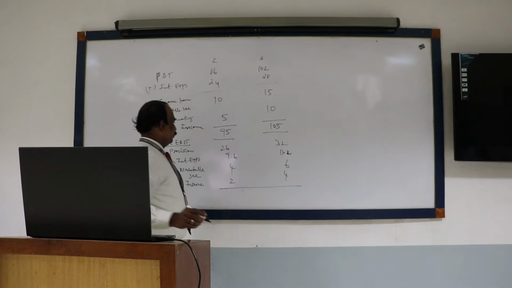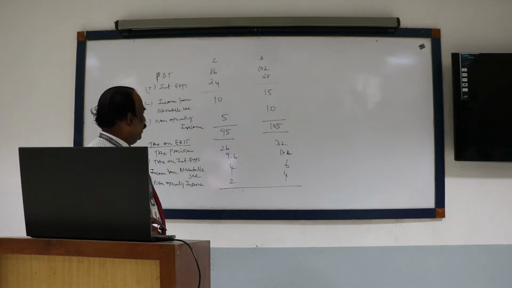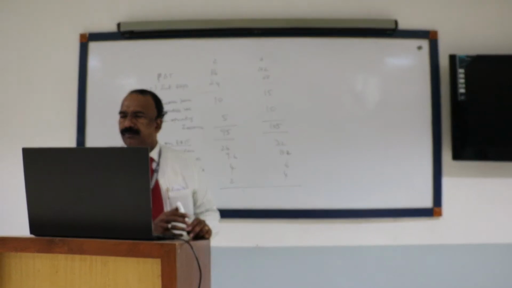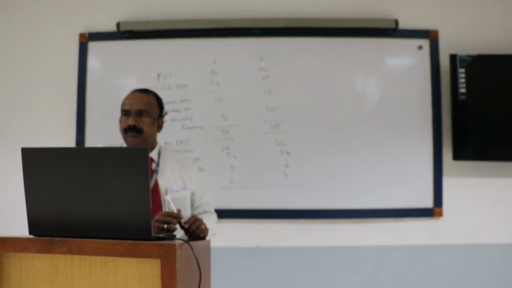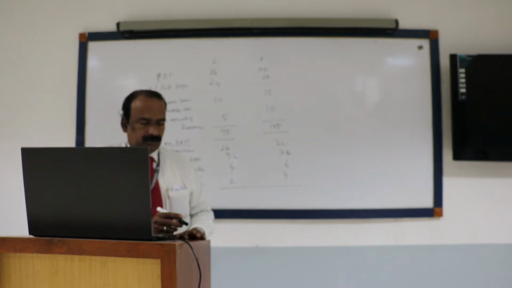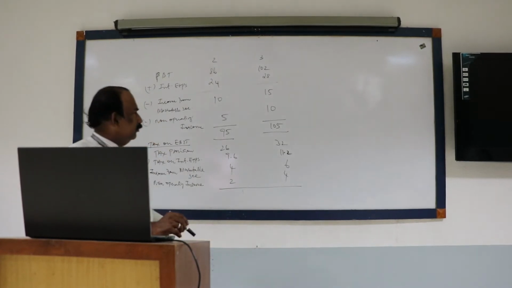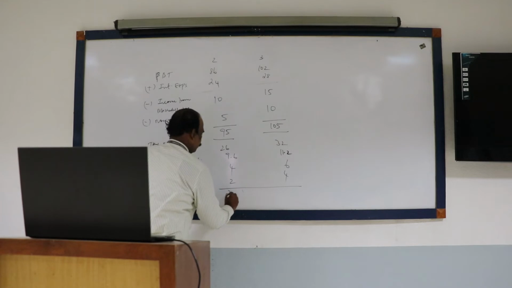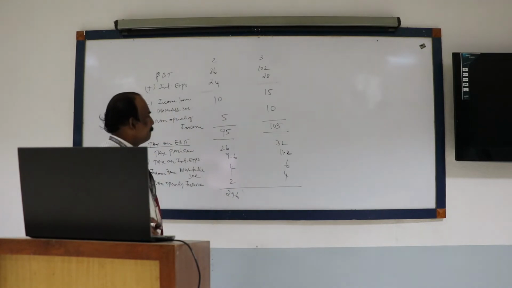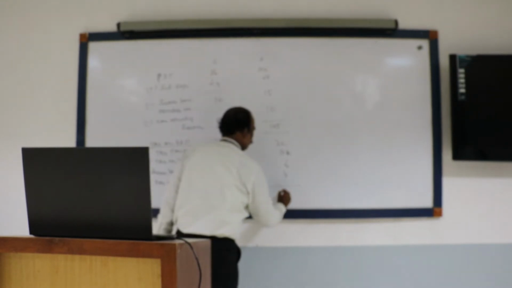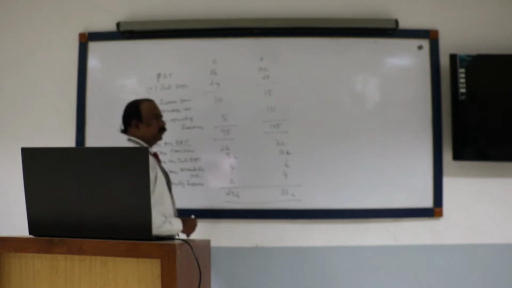So how much comes? 26 plus 9.6 minus 4 minus 2 is 29.6. And for the third year, 33.2.